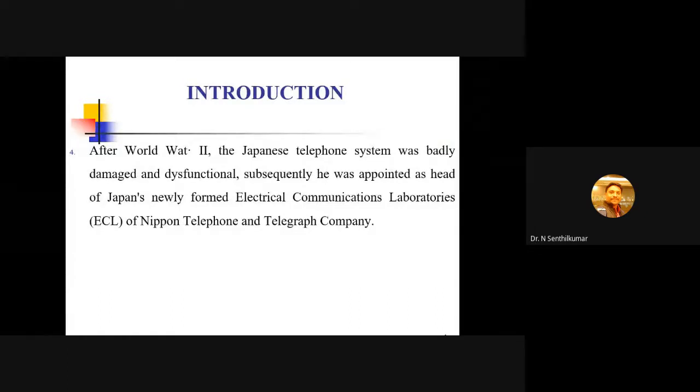After World War II, the telephone system of Japan was highly damaged. He was put in charge of developing the communication system in telephone. That's where he coined the term signal to noise ratio. Yesterday itself we have seen signal to noise ratio. The signal quality will be good when the external disturbances, that is noise levels, are low. He coined that in this telephone company.